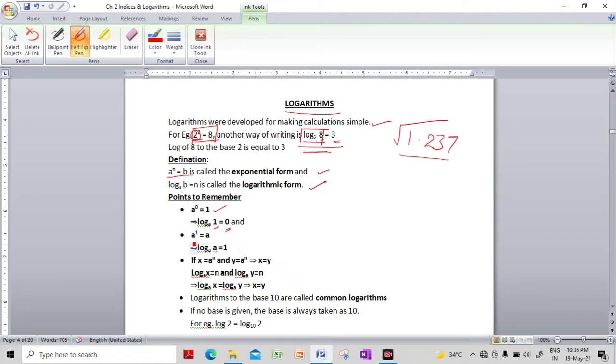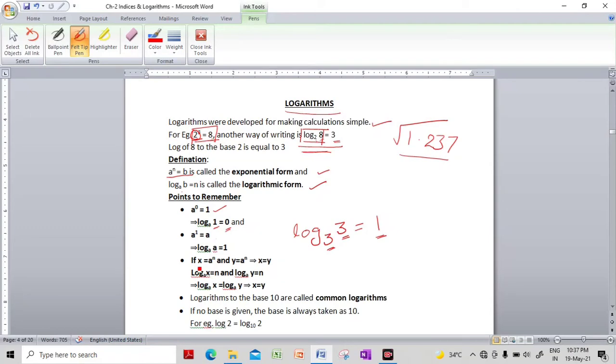Similarly, we know that any number to the power 1 is equal to itself, a. When we convert it into logarithmic form, it is written as log of a to the base a equals 1. It means if in place of a I write 3, then log of 3 to the base 3, its value is 1. Here the number and the base are the same, so its value is equal to 1.